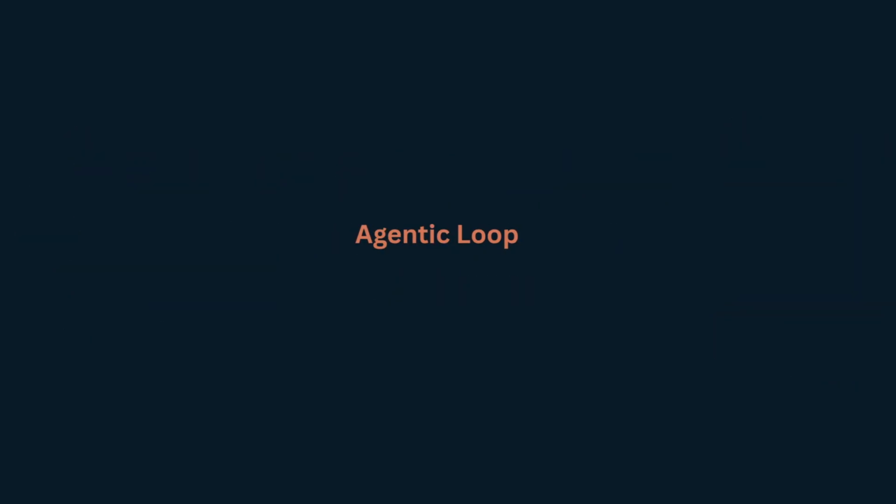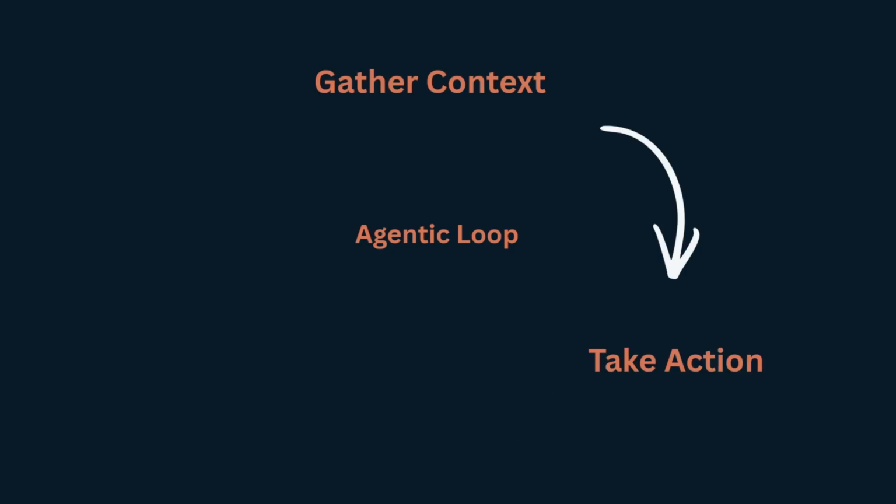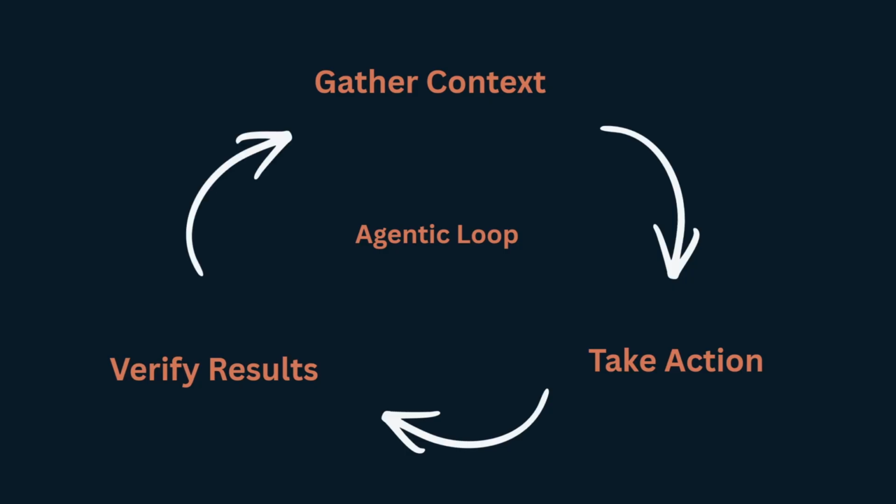At the core of Claude Code is something called the Agentic Loop. Every time you give Claude a task, it works through three phases: gather context, take action, and verify results. These three phases are always run whenever a user gives Claude a task to do.